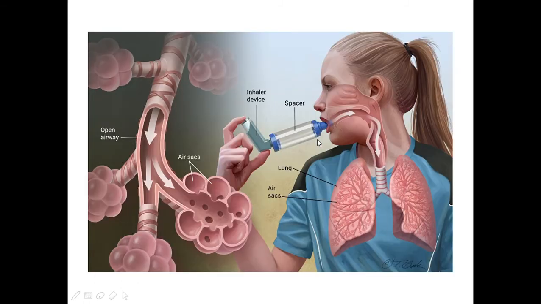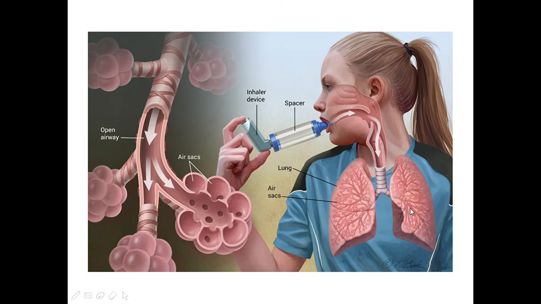Okay, asthma cannot be cured, but its symptoms can be controlled. For asthmatic patients, they often use an inhaler to help them breathe. This device, the inhaler, reduces the inflammation and opens up the bronchial tubes so that the air can flow easily.